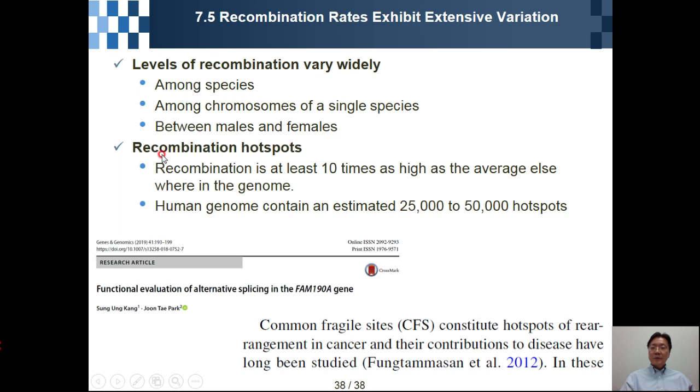And there are also recombination hotspots. A recombination hotspot means that the recombination rate is at least 10 times as high as the average elsewhere in the genome. Usually the human genome contains about 25,000 to 50,000 hotspots. I also found some hotspots in cancer. The region is PAM19A. Usually cancer patients have a lot of recombination hotspots.